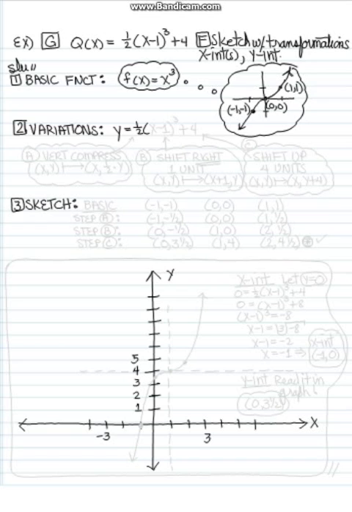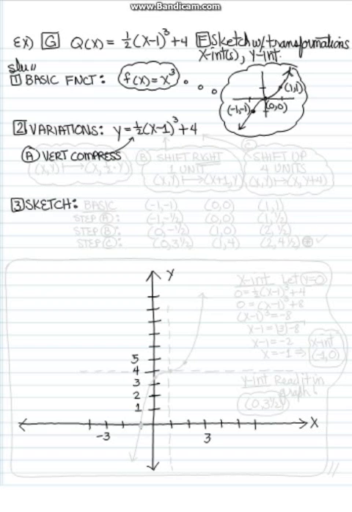Okay, step 2, we're going to find the variations that occur to acquire our new function q of x. So write the given function y equals 1/2 parenthesis x minus 1 to the third power plus 4. Now, the first thing we notice is that there's a 1/2 multiplying in the front. We're going to call this variation A. That results in a vertical compression.